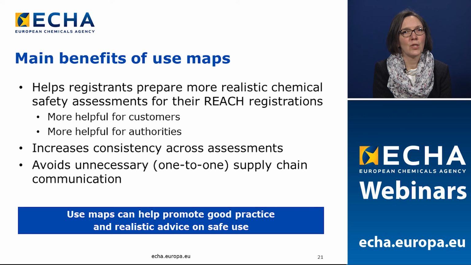Use maps help registrants in preparing more realistic chemical safety assessments for their REACH registration, which means that the outcome is also more helpful for the customers and for authorities. Consistency in the assessments is increased, for example, for different substances ending up in the same product. The same condition of uses are used in the assessment by the different registrants as the information comes from the use map. The need for one-to-one supply chain communication is reduced to specific cases where safe use cannot be demonstrated at first.